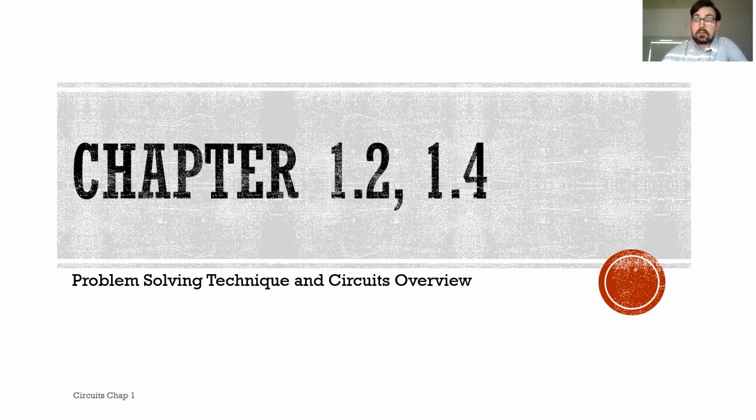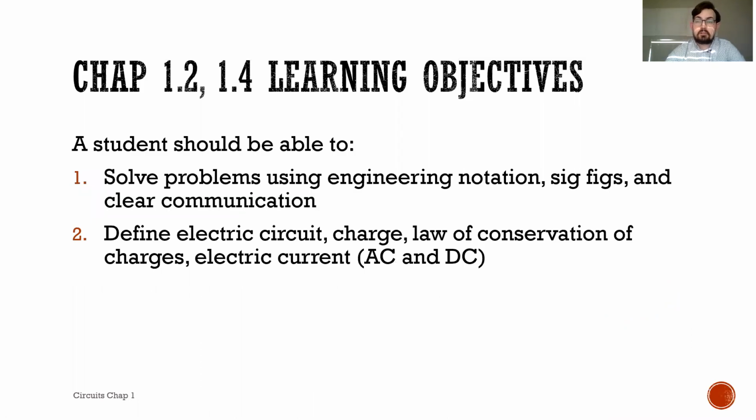Today we're going to talk about problem-solving technique and circuits that we're going to utilize, and an overview of what you probably already learned in Physics 2, but some other things that we're going to add on top of that knowledge. So our goal for this chapter, these two sections actually, is to solve some problems using that engineering notation that we learned, use the appropriate sig figs, and clearly communicate units and things like that.